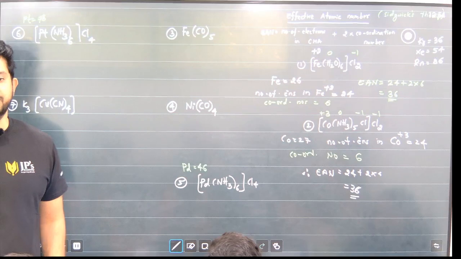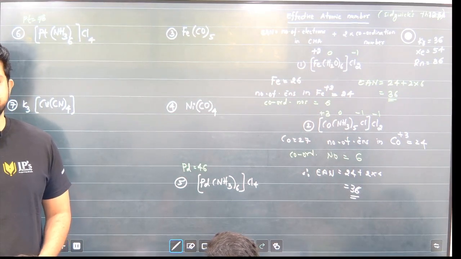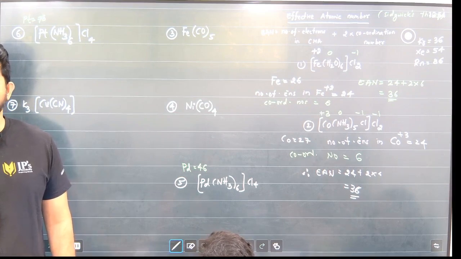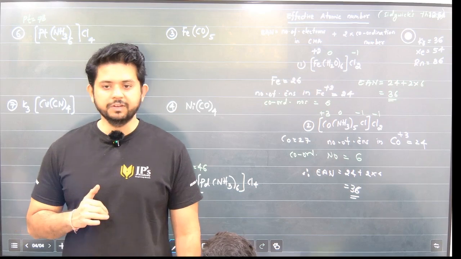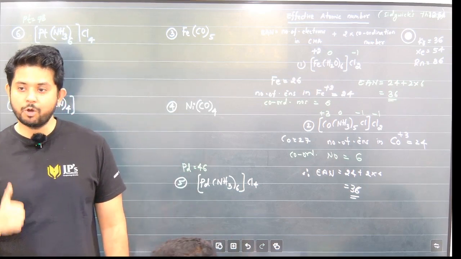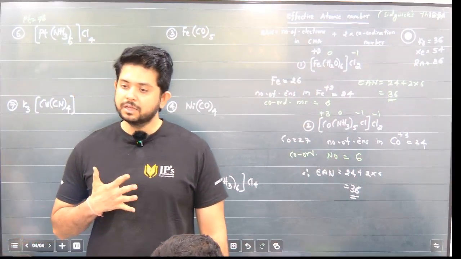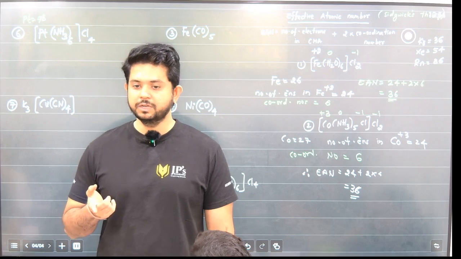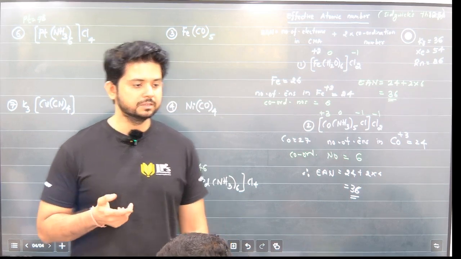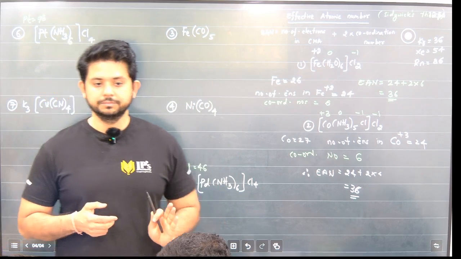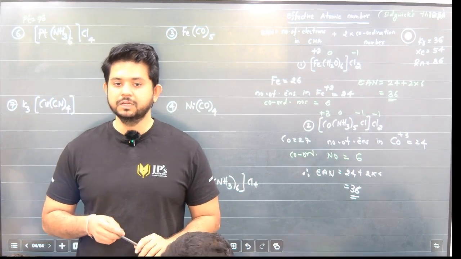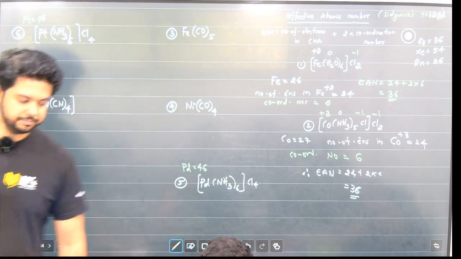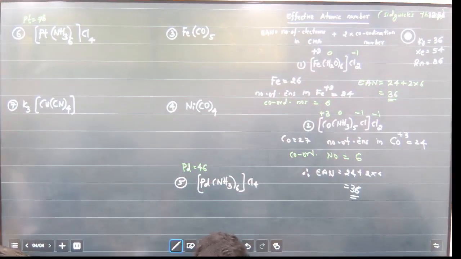Come on, now solve this for me. Charge on Fe? 0. Fe atomic number, number of electrons? 26. How many ligands are there? Each is giving 2. So 2 into 5, 10, plus 26. Did you get that? Can you do it? Yes or no? Quickly pause and do it.